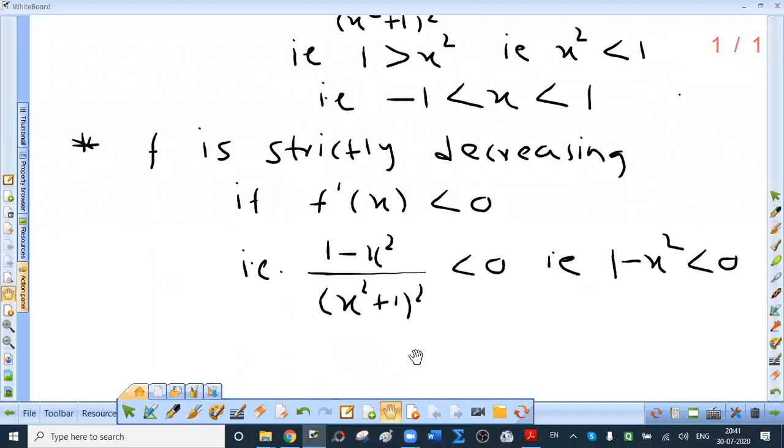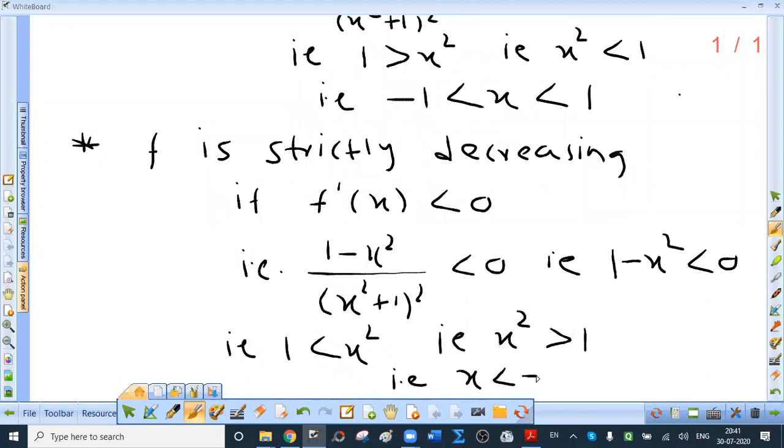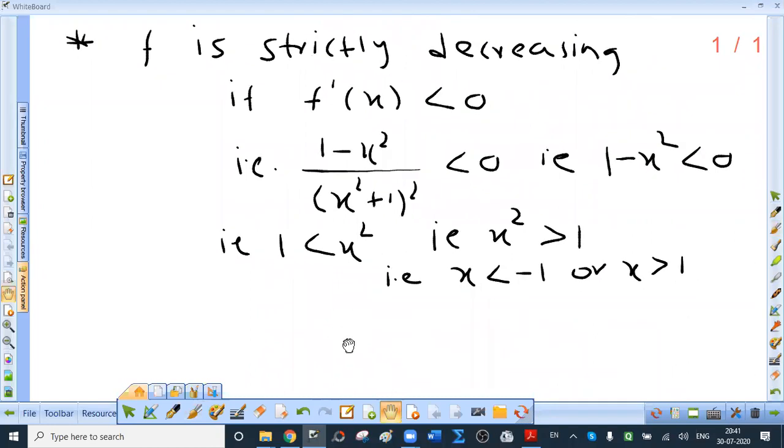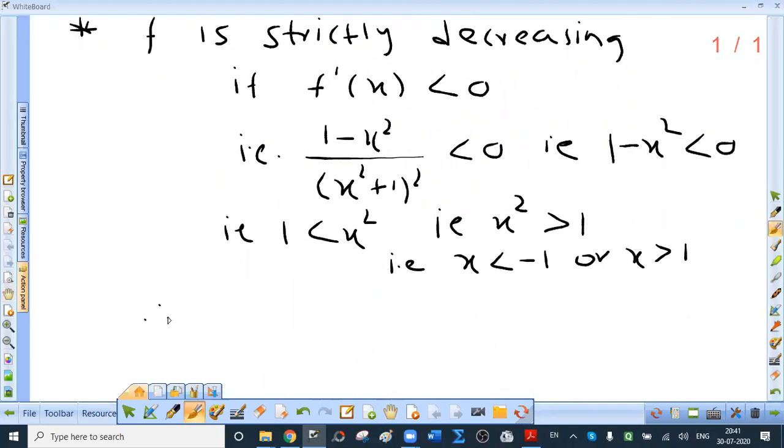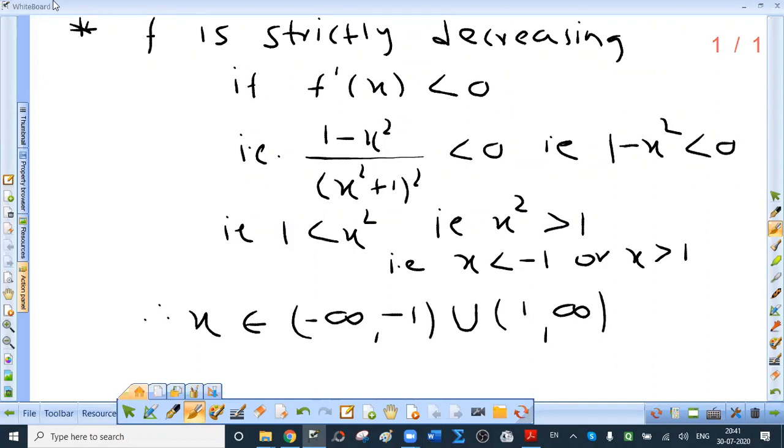So 1 minus x square less than 0. That is 1 less than x square. If I write x square first, then x square greater than 1. That is x less than minus 1 or x greater than 1. Therefore, we have to say x belongs to the open interval minus infinity to minus 1 union 1 to infinity. Write down.